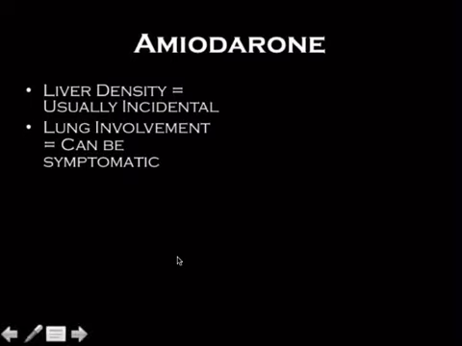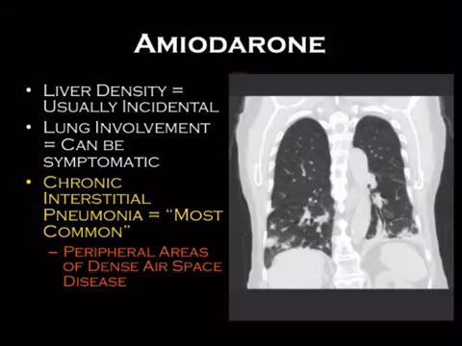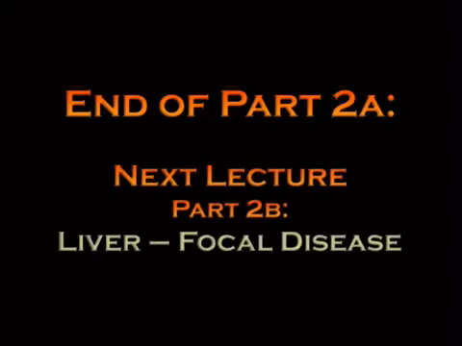So dense liver, it's usually an incidental finding. You can have lung involvement also, which can be symptomatic. The lung involvement tends to be a chronic interstitial pneumonia pattern. It favors the lung base, and it's peripheral. Sort of looks like that. And the way that I remember this is that the lung bases are close to the liver. It's going to be dense, sort of patchy crepe. It just looks like that. All right, so this concludes part 2, and we'll continue on with focal disease in the liver.